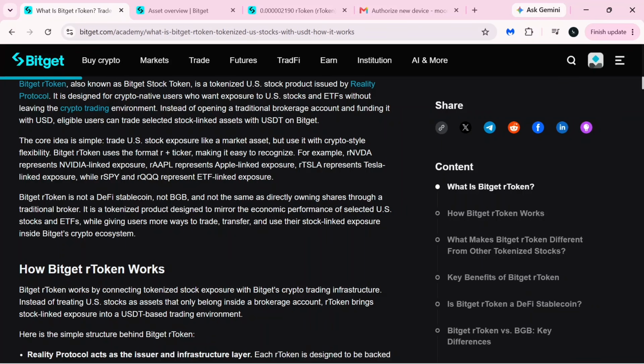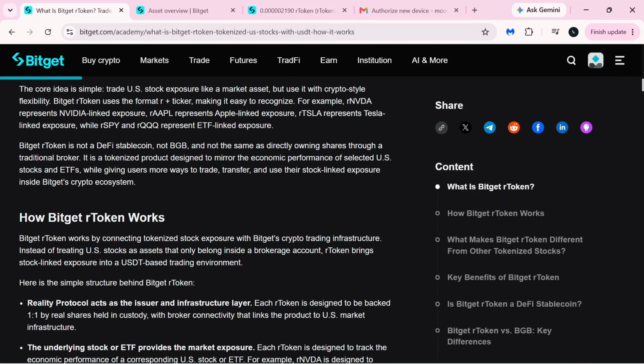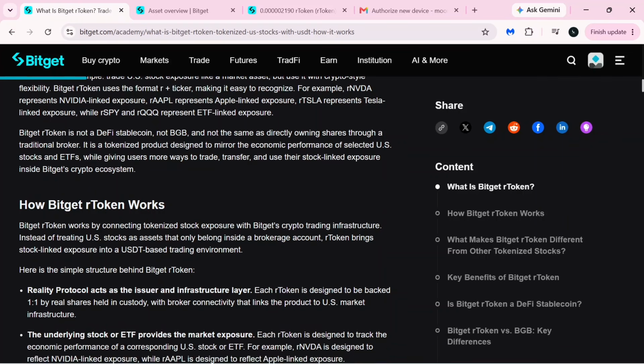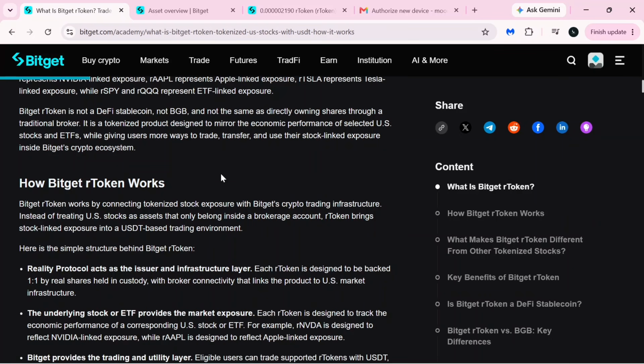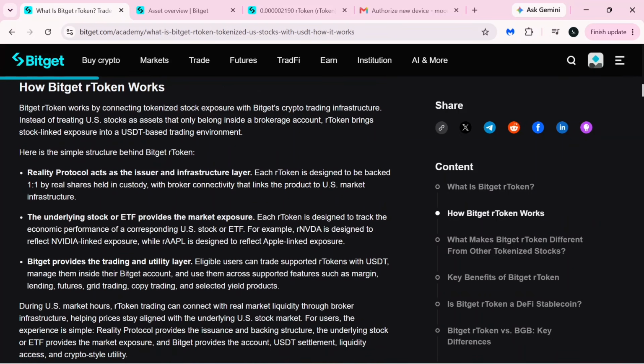So again, the core idea is simple: to trade US stock exposure like a market asset, but use it with crypto style flexibility. Okay. And so the Bitget R token uses the format R plus the ticker, making it easy to recognize. So some examples would be like R NVIDIA or R Apple, R Tesla, and so on and so forth, right?